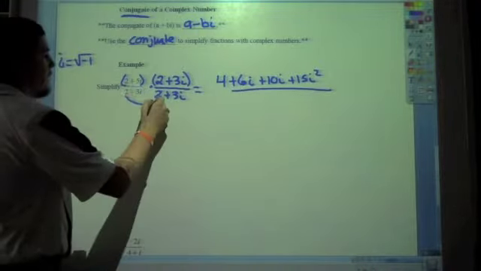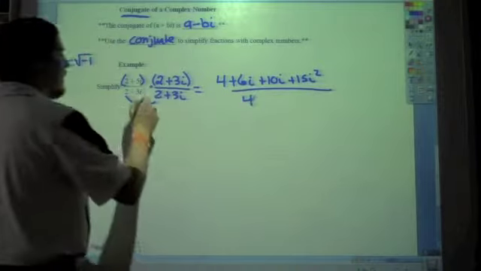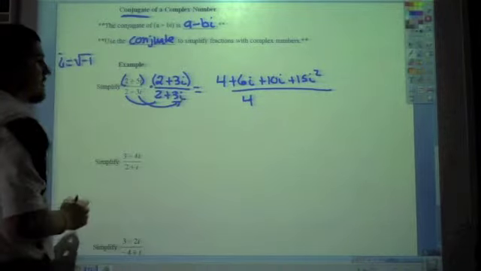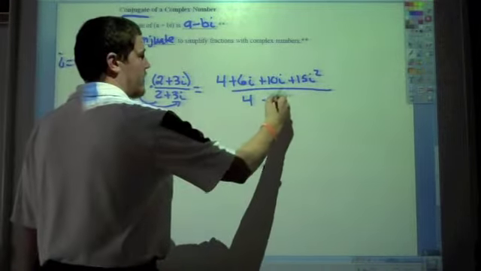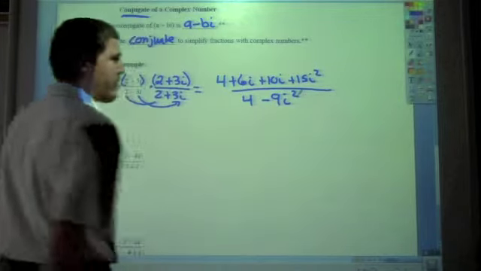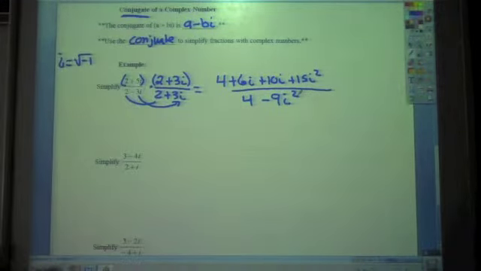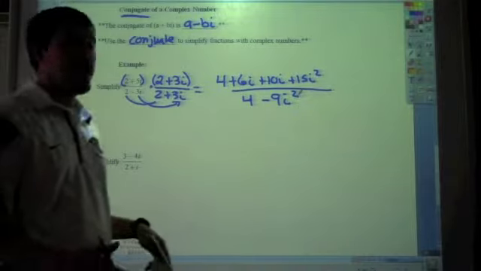So we're going to do 2 times 2, which is 4, and negative 3i times positive 3i. Negative 3 times positive 3 is negative 9i squared. So now we need to combine like terms and change our i squareds into negative 1.